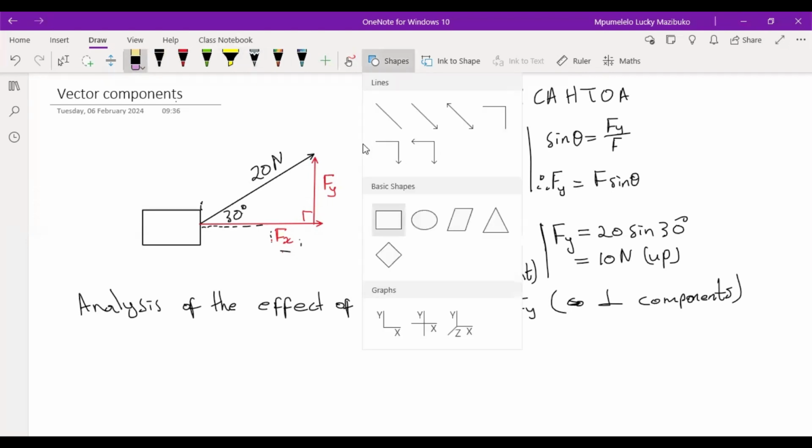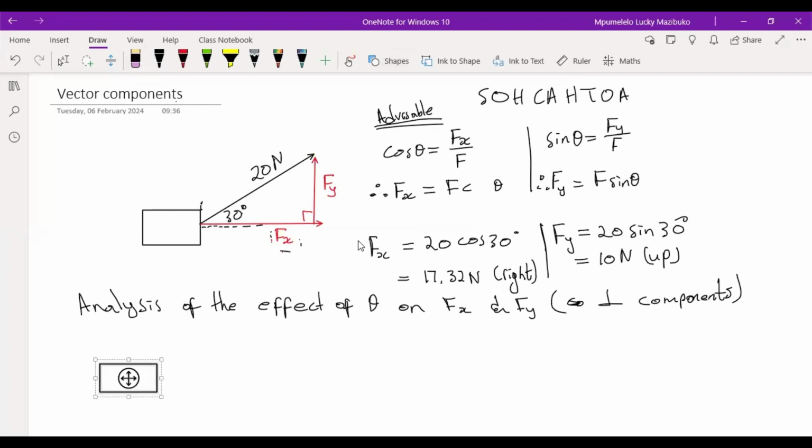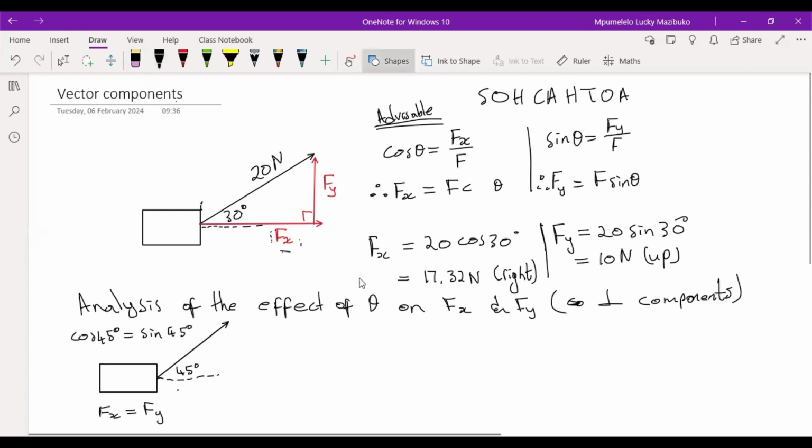Let me draw the box, and let's draw the force. Let's start halfway and call this 45 degrees. At 45 degrees, the value of fx will be the same as fy, because cos 45 is exactly equal to sine 45. So the vertical and horizontal components are therefore the same.